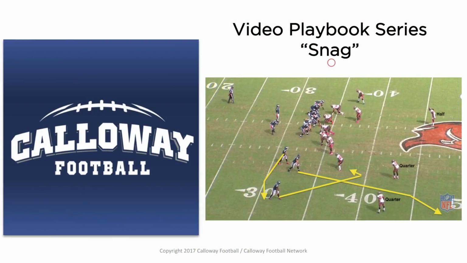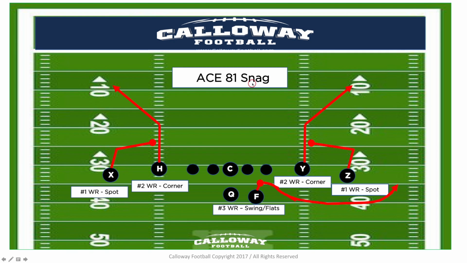All right, welcome to the Calloway Football Video Playbook Series. Today we've got a great lesson for you, and we're going to show you some great video as well throughout the lesson. So we're going to talk about a drop back passing concept that we call Snag. So here's the play sheet and what it looks like diagrammed up. We're going to use our ACE formation. You can see up at the top here, ACE, 81, Snag.